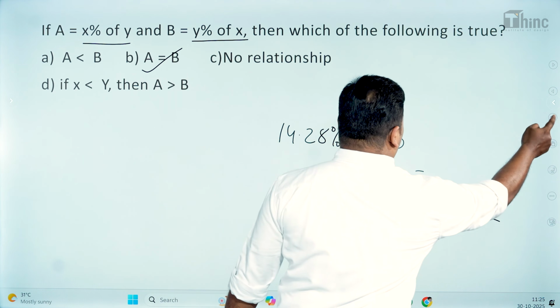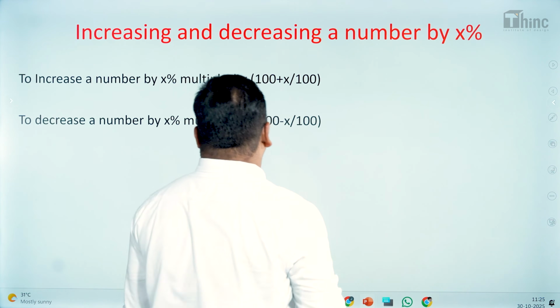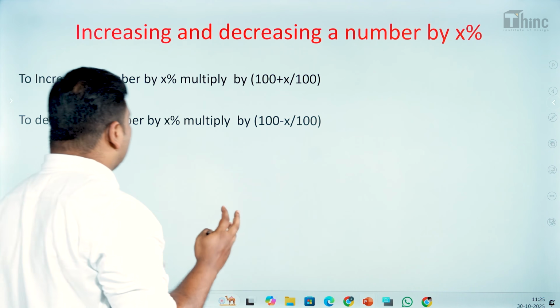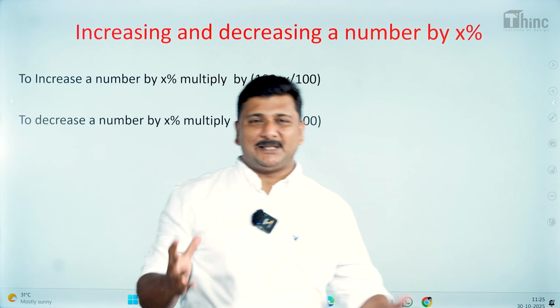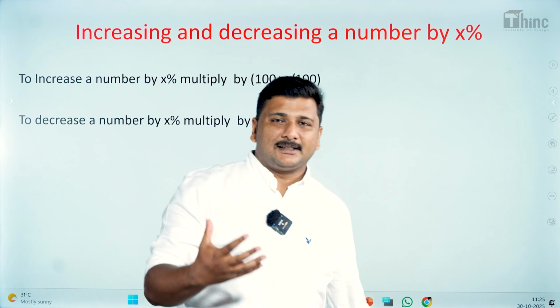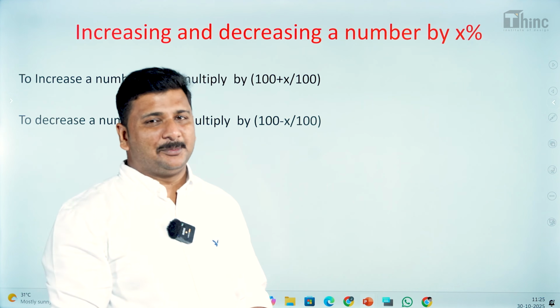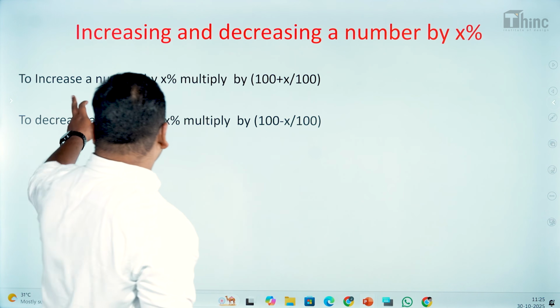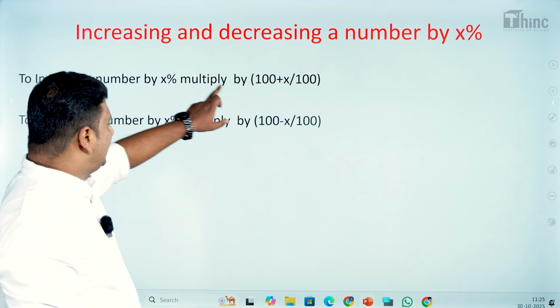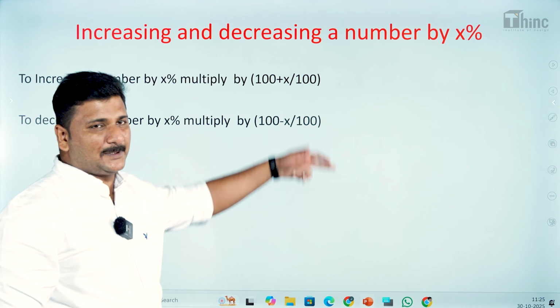Okay, let's get moving. Next concept which we are going to discuss is the most important concept in percentages. That is how we can increase and decrease a number by a percentage. Now, to increase a number by x percentage, directly multiply the number with 100 plus x by 100.